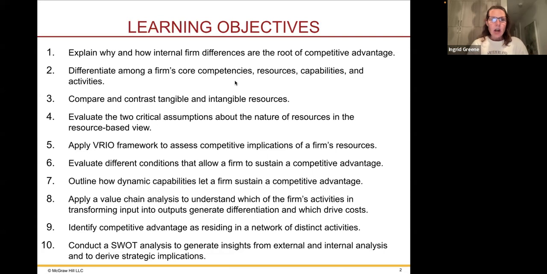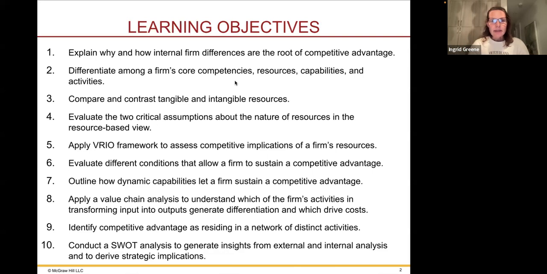Next is the VRIO framework. So again, looking at resources, but now from the competitive implications. Can it be imitated quite easily, right? What is happening with their competitors, and so how do we look at resources from that perspective?